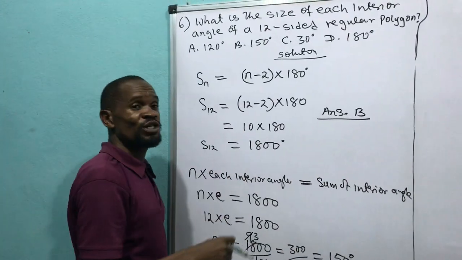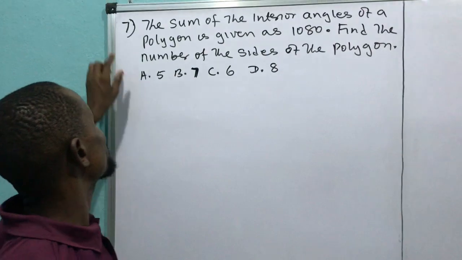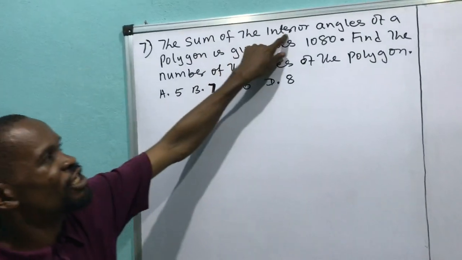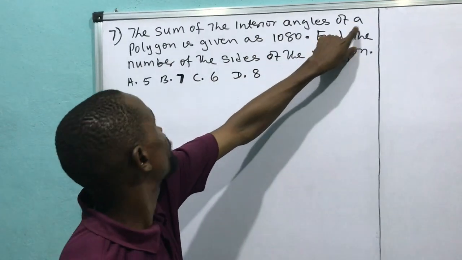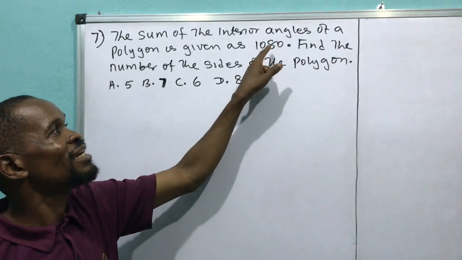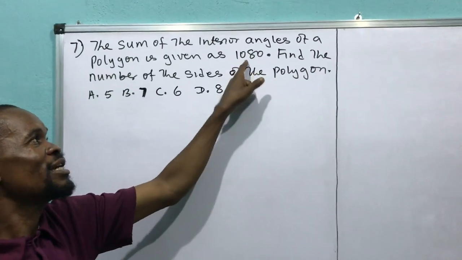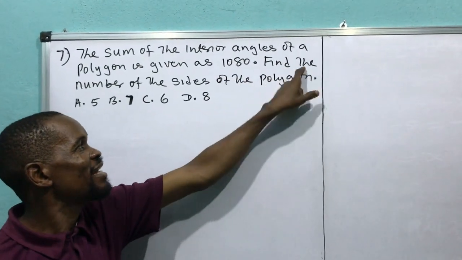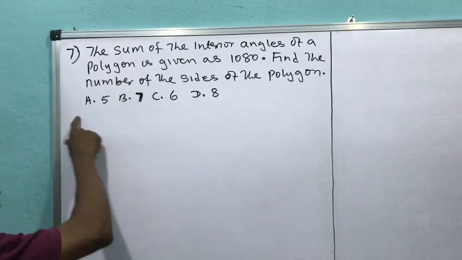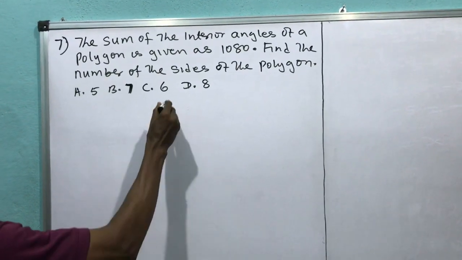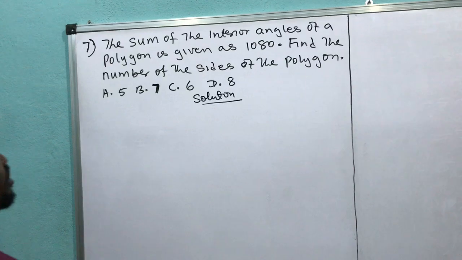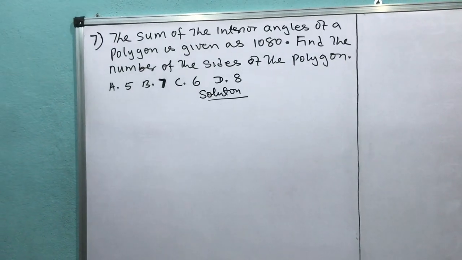Let us look at question number 7. Question number 7 said the sum of the interior angles of a polygon is given as 1080. Find the number of sides of the polygon. The options are given. Let's go to the solution. What they ask us to find is the number of sides.